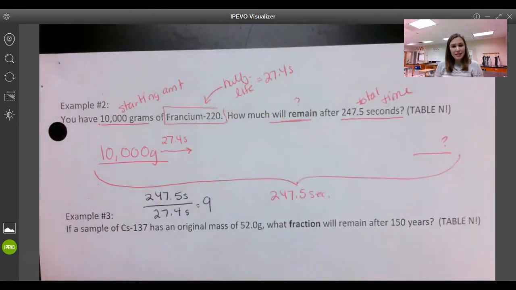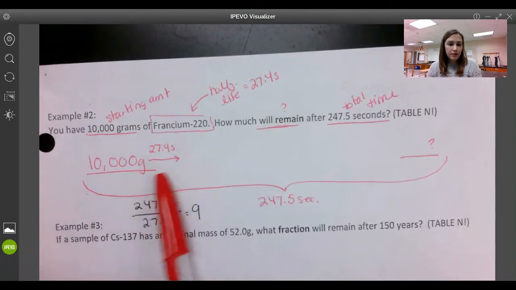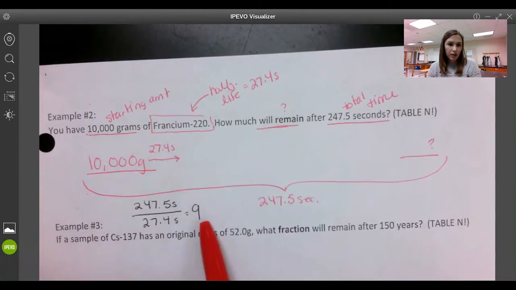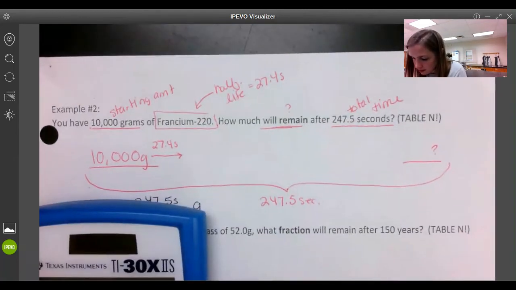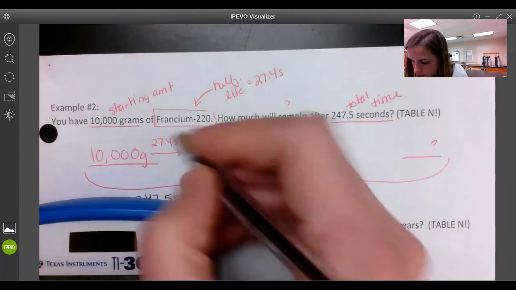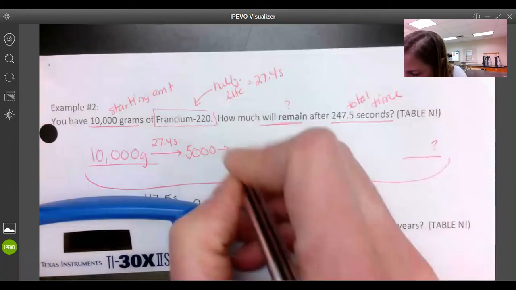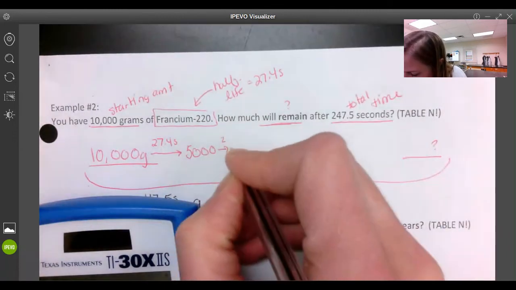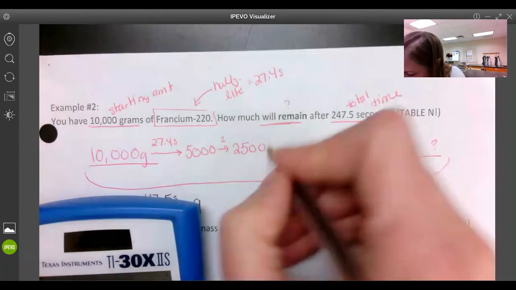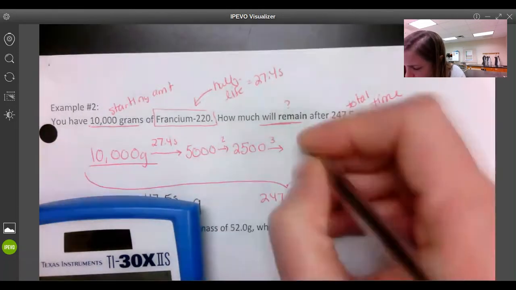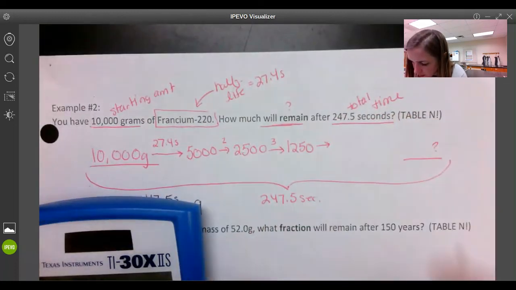So what that means is that this underwent 9 half-lives. So I'm going to be dividing my mass in half 9 times. Okay, so I'm going to start with my 10,000. I'm going to divide by 2, and I get 5,000, so that's 1. Divide by 2. So this is my second half-life. So then I have 2,500, divided by 2 again. So this is my third half-life. I get 1,250. I'm going to divide that in half again.